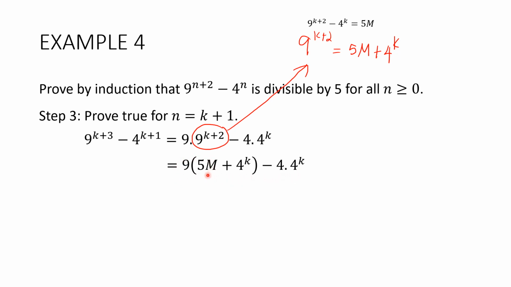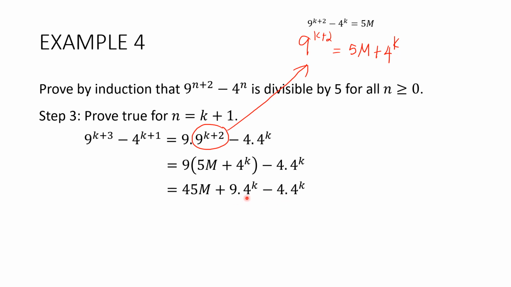All right, when we're expanding this, you need to be really careful. This first bit is okay, that's 45m. But 9 times 4 to the k is not 45 to the power of k. I'm going to write it like this. So 9 5s are 45, and then the m, plus this is 9 lots of 4 to the k, and then I've got take away 4 lots of 4 to the k. You with me? Now we can tidy this up.